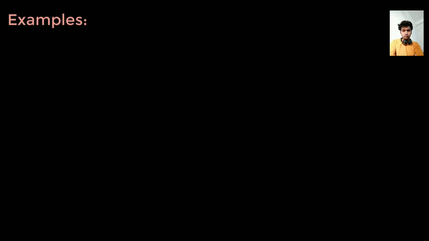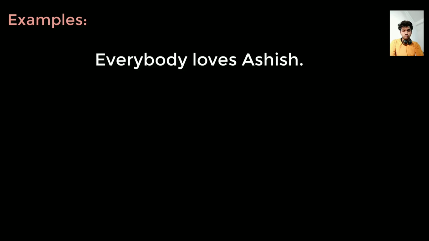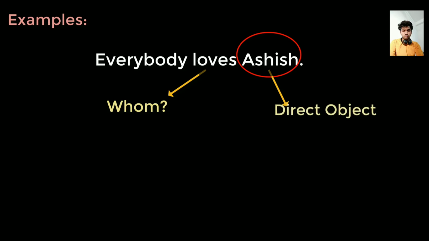Let's take one more example. Everybody loves Ashish. What is a direct object here? Whom does everybody love? If you ask this question, you get your answer, Ashish. Ashish is a lovely person, everybody loves him. So we have a direct object here, which is Ashish. I told you it is generally a thing, but it can be a person too.